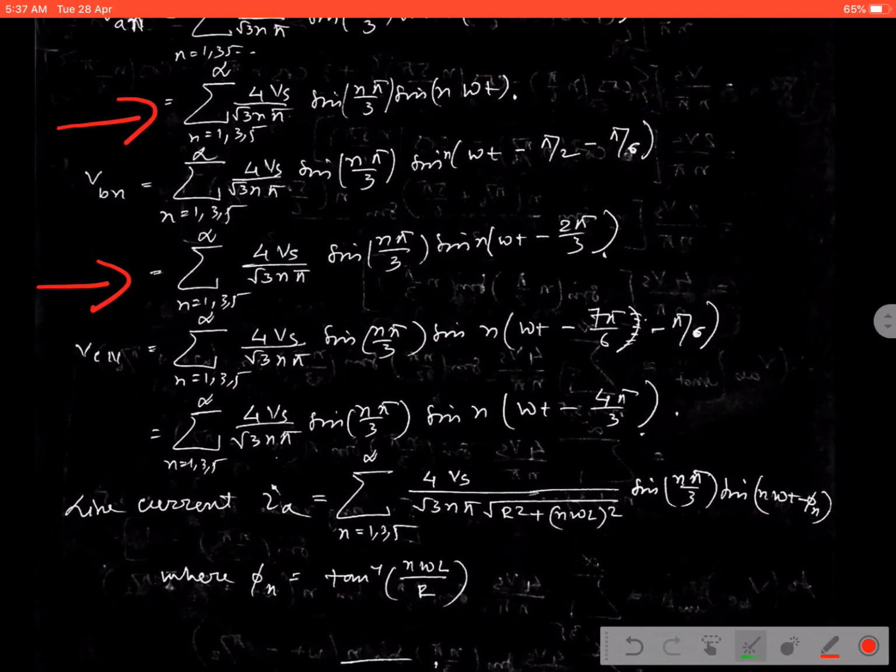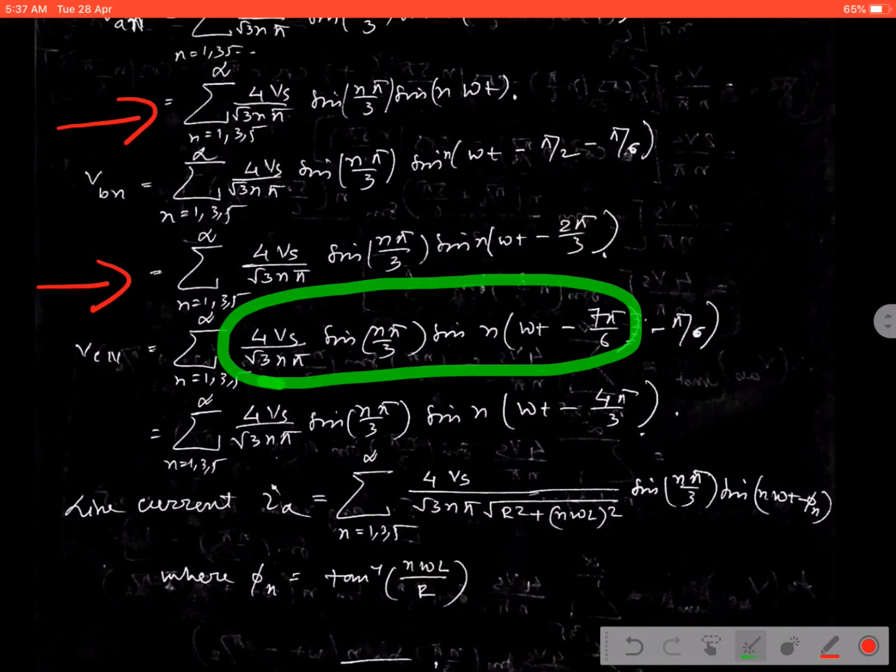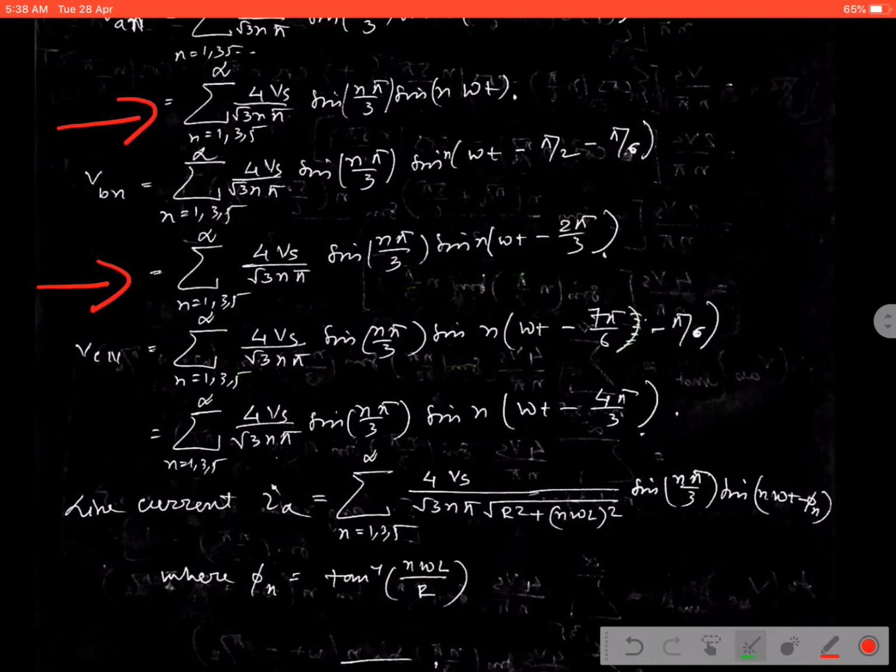Similarly, we can again form the equation for VCN. So we take the expression for VCA, which we have calculated before. Then, as we are going to determine the equation for the phase voltage, it is lagged behind by π by 6 or 30 degrees. So after calculating this part, again we will get the result. So this is the final expression for the phase voltage VCN.